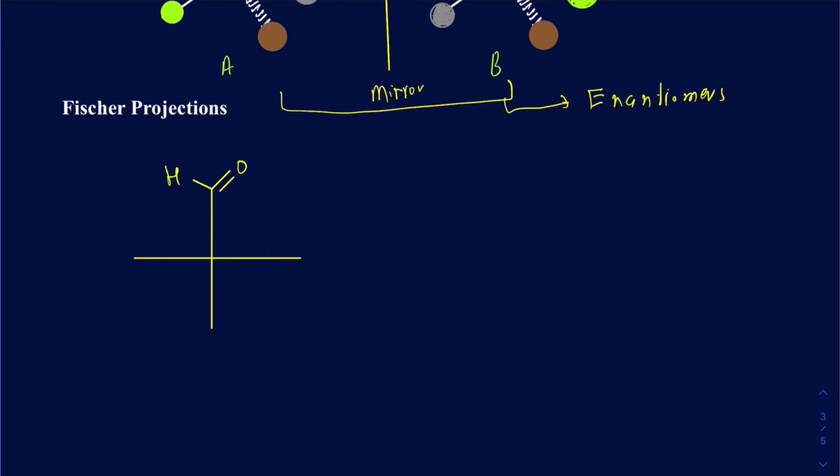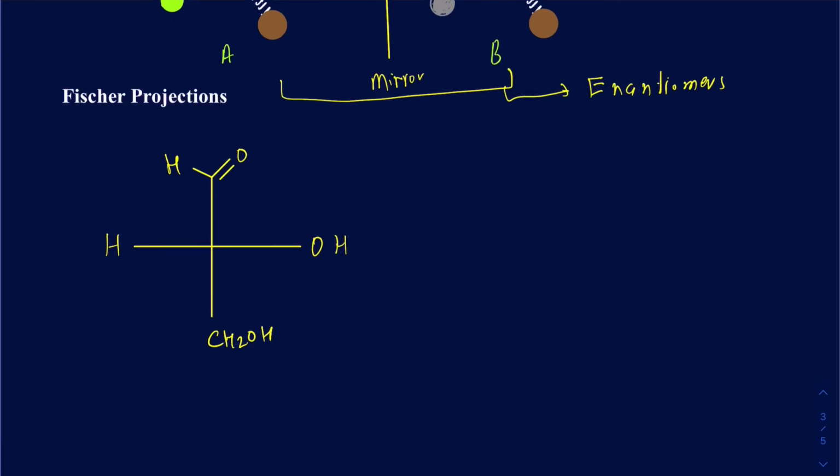And then you're going to have your CH2OH group on the bottom, and then your hydroxyl group and your hydrogen are going to be either on the left side or the right side. So let's say I have the OH on the right side, then the hydrogen is going to be on the left side. So that's a typical presentation of the sugars when it comes down to putting them in the Fischer projection.